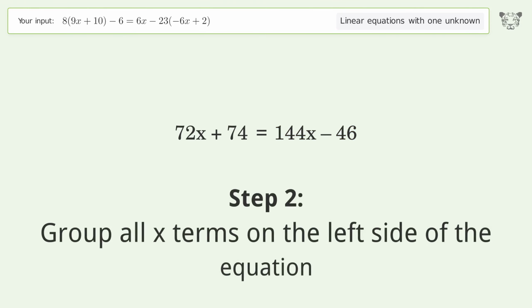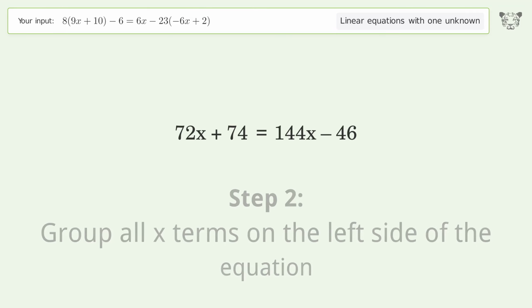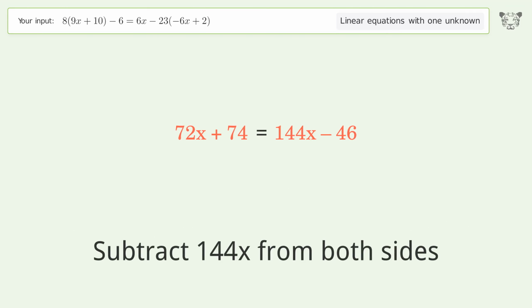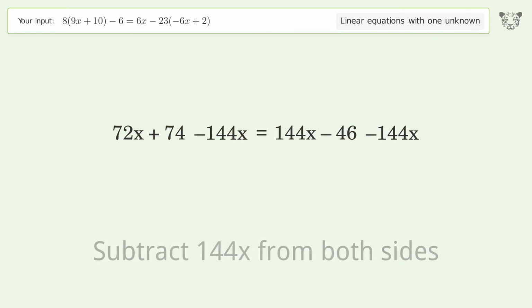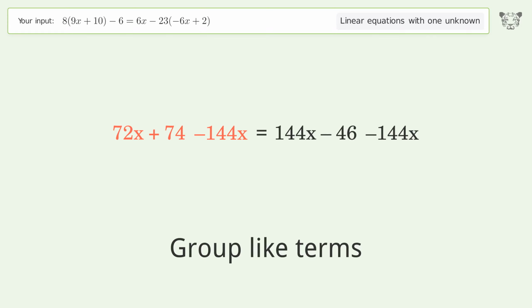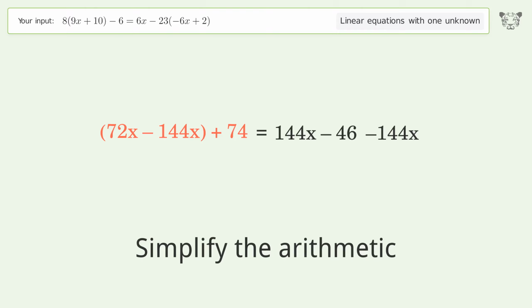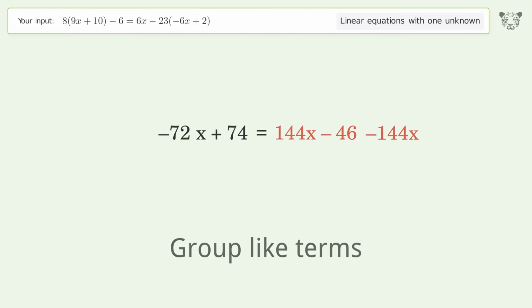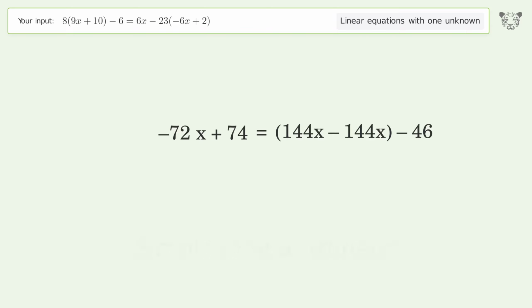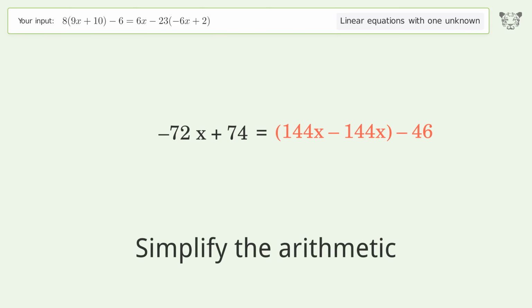Group all x terms on the left side of the equation. Subtract 144x from both sides. Group like terms. Simplify the arithmetic. Group like terms. Simplify the arithmetic.